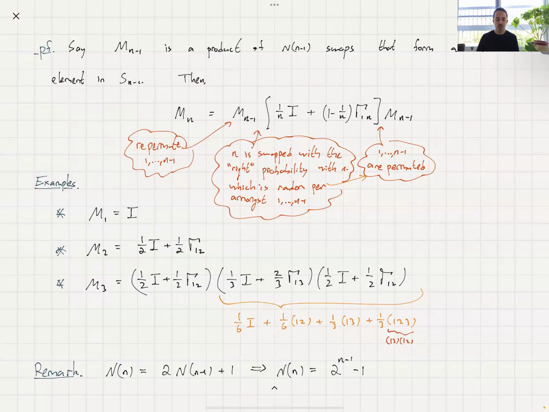So let me sketch the proof. It's kind of by induction. So what you should do is the following. There are several ways of doing that, but this is one way. The first thing you should do is permute 1 to n minus 1. Namely, by induction, you can write M_{n-1} as a product of some number of swaps, capital N of n minus 1 swaps. And that leaves n sitting there by itself, and all the rest are completely permuted nicely and uniformly.